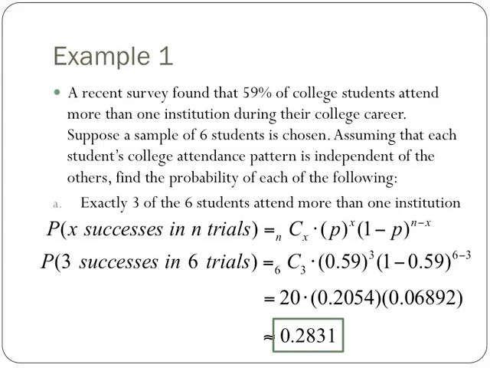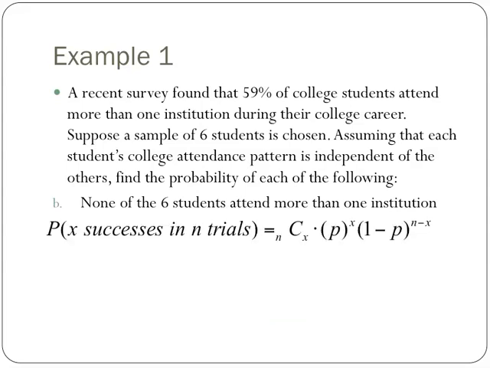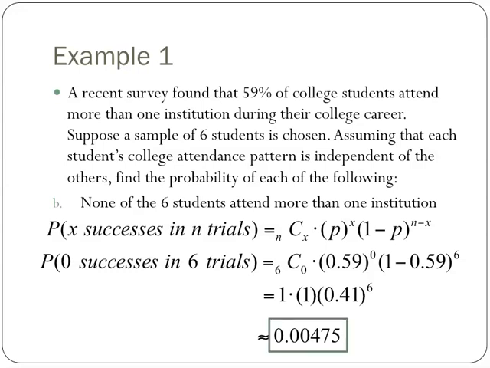Let's try the next part. None of the 6 students attend more than one institution. So here we are trying to find the probability that there are 0 successes in 6 trials. So that would be 6 choose 0 times 0.59 to the 0 times 1 minus 0.59 to the 6. All right, 6 choose 0 is equal to 1. 0.59 to the 0 is 1, and then we have 0.41 raised to the 6, and that ends up being about 0.00475. So there is about a 0.475% chance that none of the 6 students that are sampled attend more than one institution.